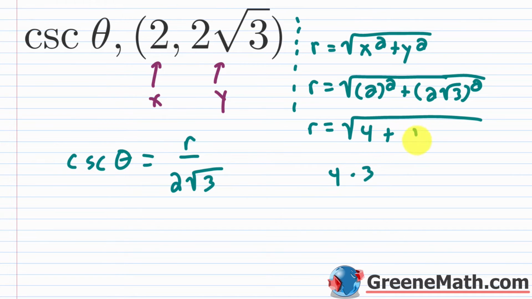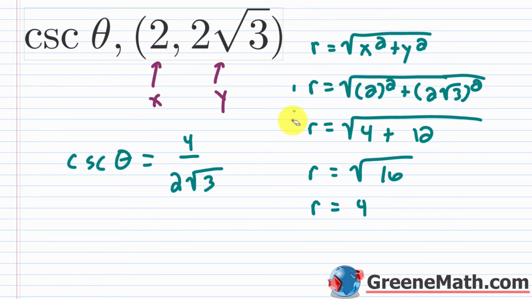So 4 times 3 would be 12, so that's what I want there. Okay, so 4 plus 12 is 16. So let's say r is the square root of 16. So then r is going to be, the square root of 16 is 4. So again, you can just replace this with a 4 here. And let me get rid of this. We're going to need the room.